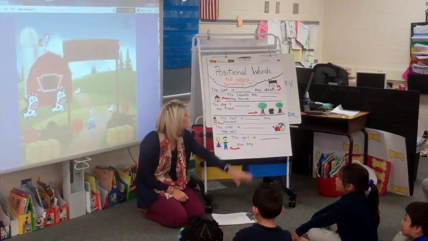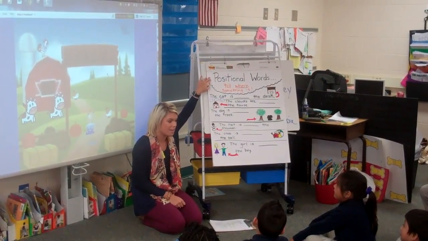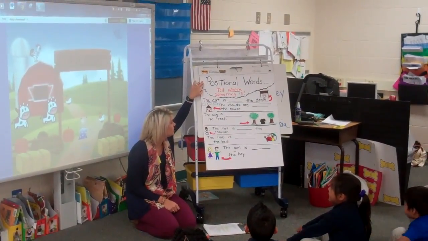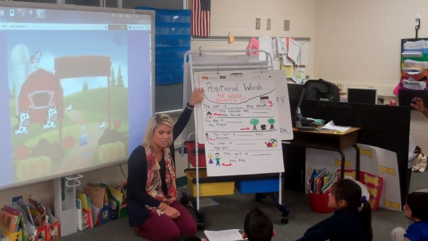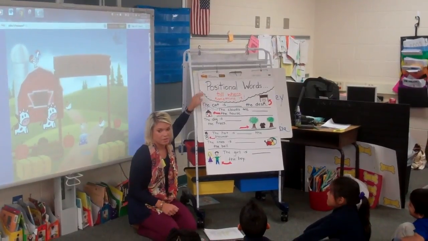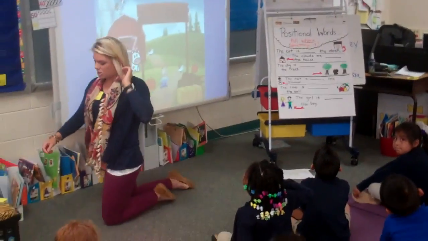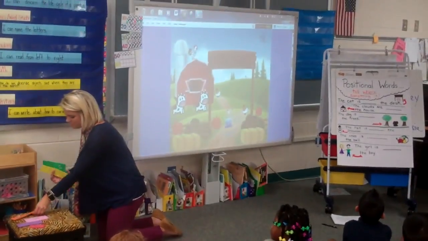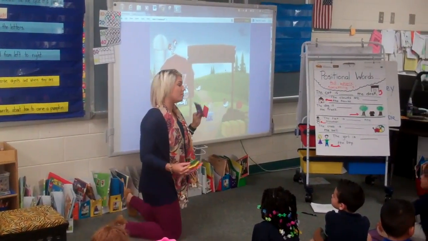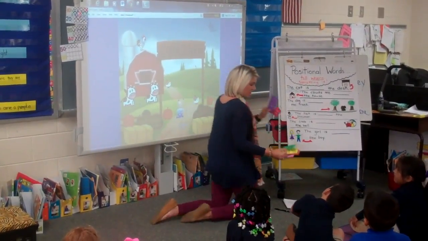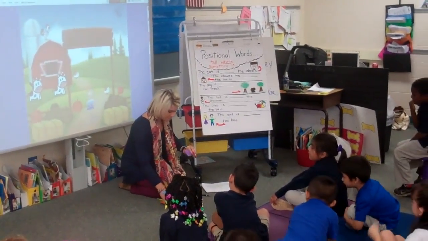Okay, so we're going to do this anchor chart together, okay? And we're going to use our pictures to tell us where something is, wherever the arrow is pointed to, okay? Does that sound like fun? Okay, so I'm going to show you the words that we're going to use before we start, okay? And I'm going to have friends come up here and put them on here if you can get it correct, okay?